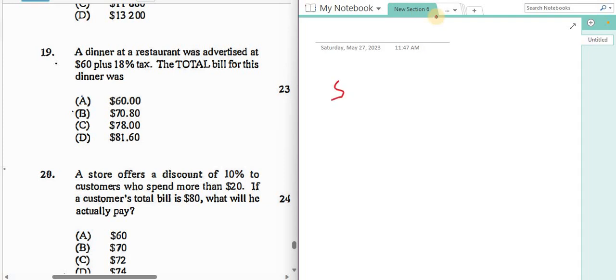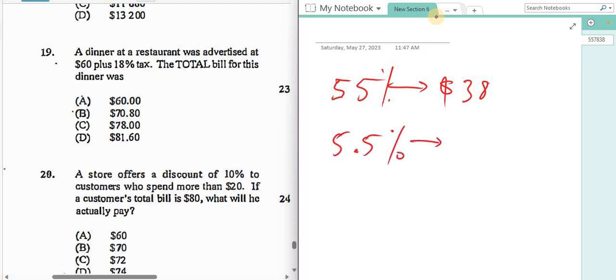One last one. 55% gives you $38. What would 5.5% give you? You move the point one place inward, divided by 10 in other words, to get 5.5. So you have to do the same thing to the currency. And what would you get? 3.8.